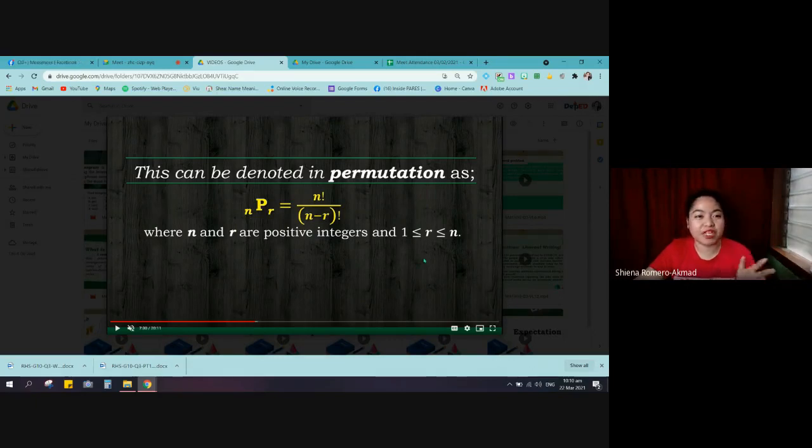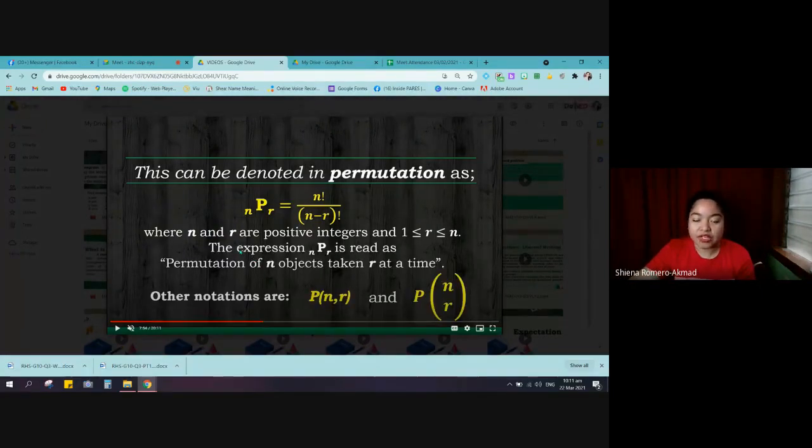Yung R nyo, hindi pwede na mas mababa siya sa 1. Because kung mas mababa na siya sa 1, ibig sabihin, wala ka ng pinili. Hindi rin naman siya pwedeng mas mataas sa N. Ang dami mo naman pinipili, ito lang ang meron ka na choices. Okay? If you apply it in the problem, yung R natin, yun lang yung pipiliin mo. Hindi pwedeng sobra ka sa pagpipilian o kaya naman hindi ka pipili. Gets? Now, yung nakikita natin symbol, that's we have the N, P, and R.